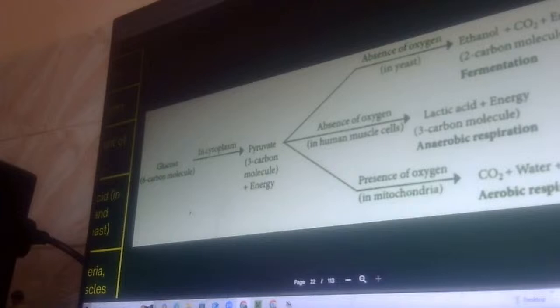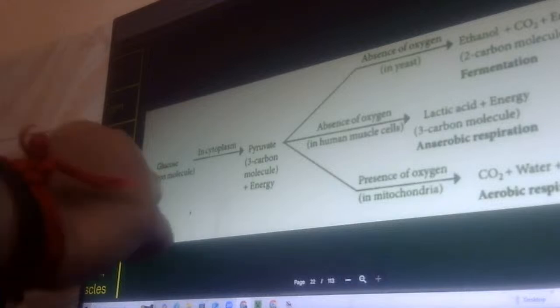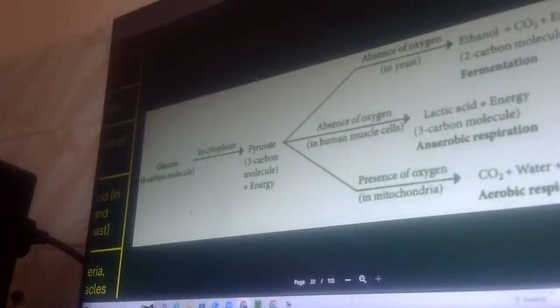Then in the presence of oxygen, in the mitochondria, we get CO2 plus H2O plus energy. So glucose to pyruvate, that's glycolysis. This much is glycolysis, and it happens in the cytoplasm. A six carbon molecule becomes a three carbon molecule, and then in the absence of oxygen you get ethanol, CO2 and energy, or lactic acid and energy in muscle cells, and CO2 plus H2O plus energy in normal cells, in the mitochondria. Fermentation, anaerobic respiration, aerobic respiration.